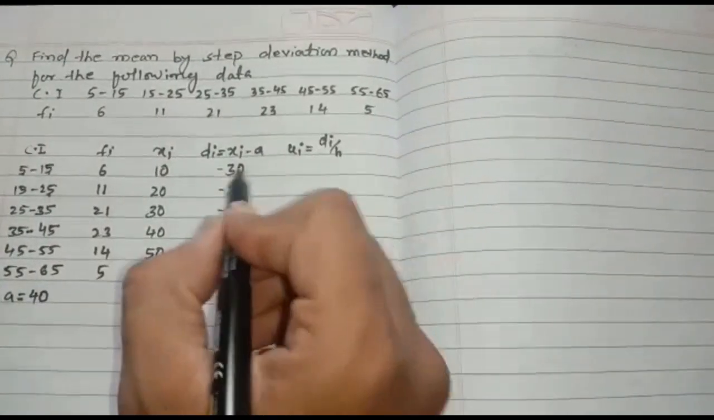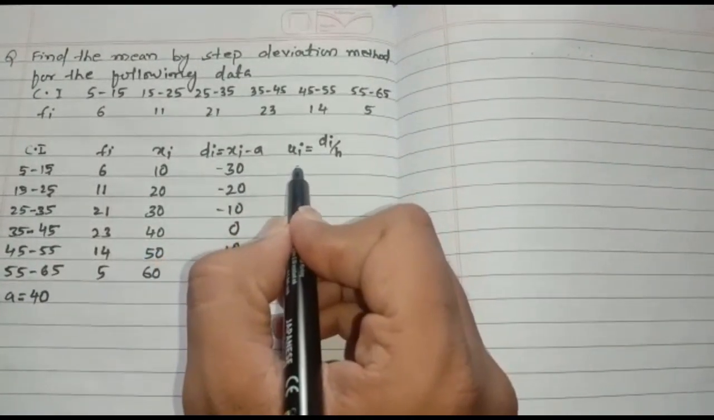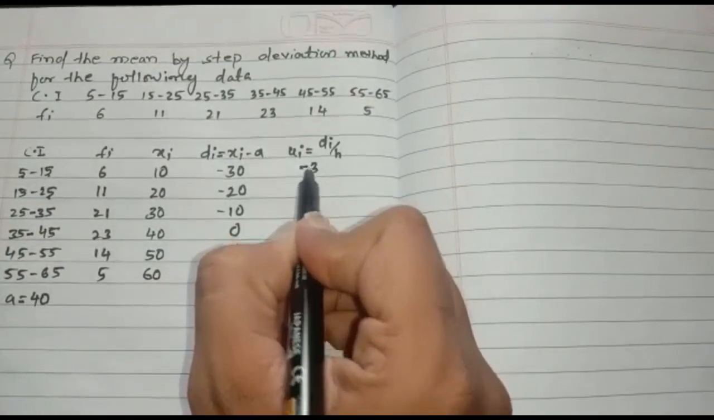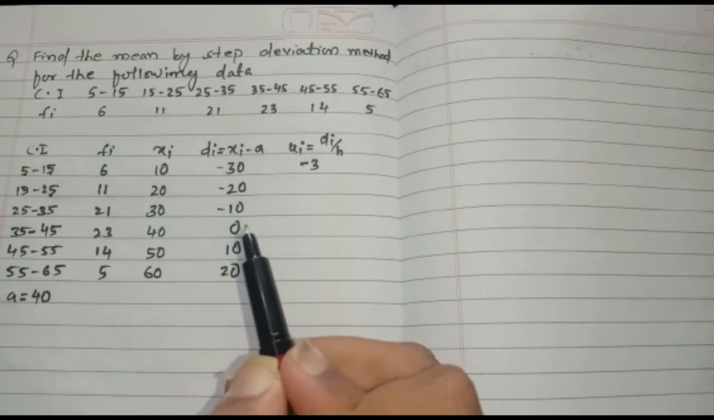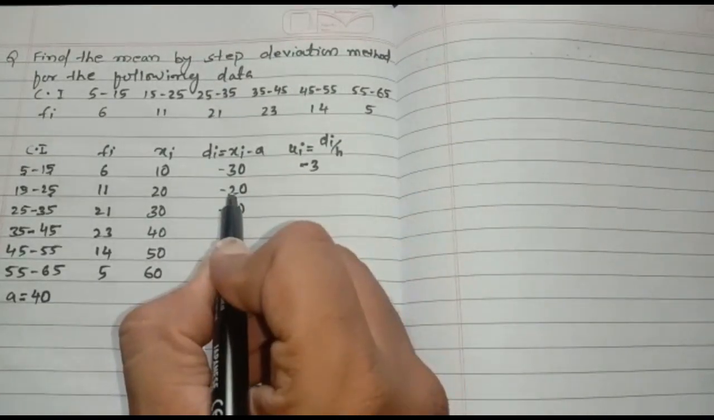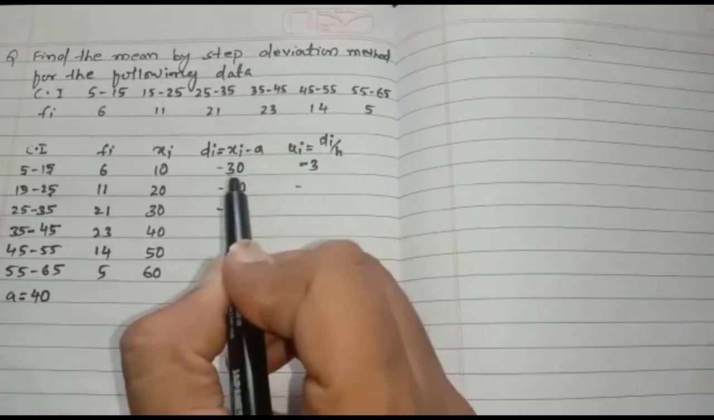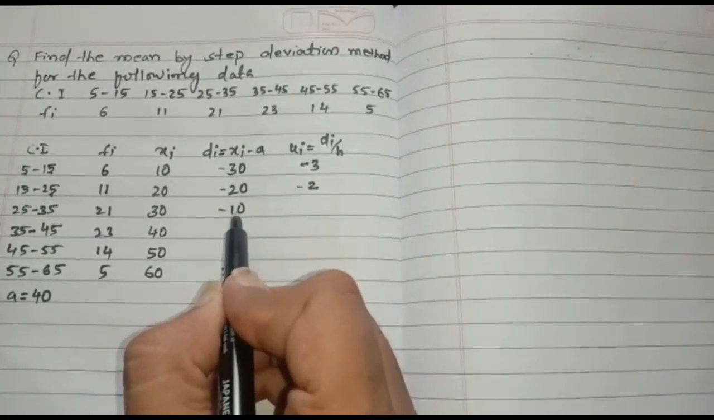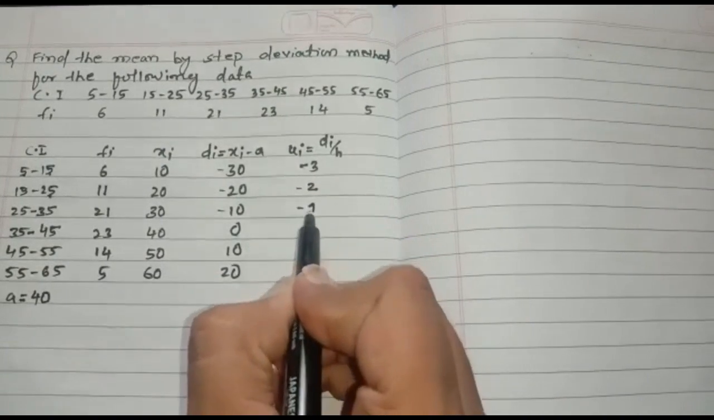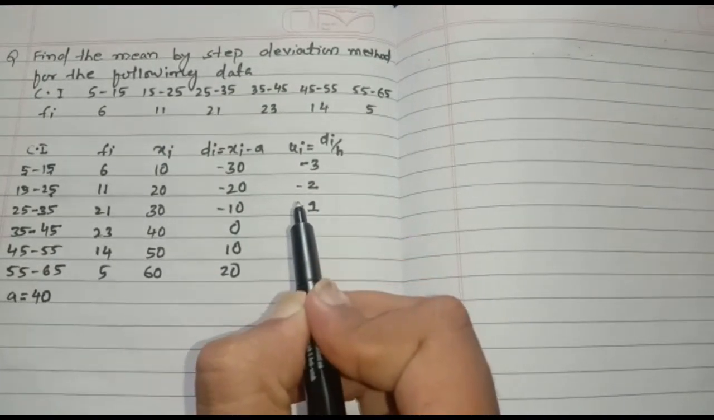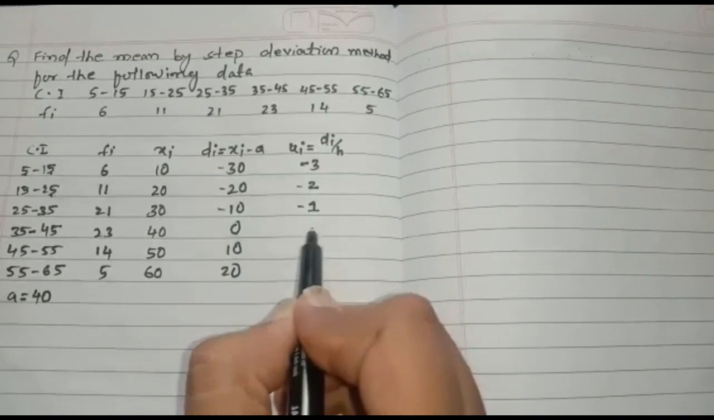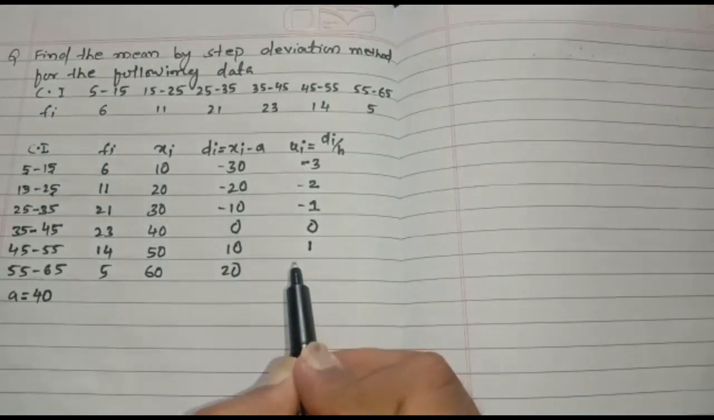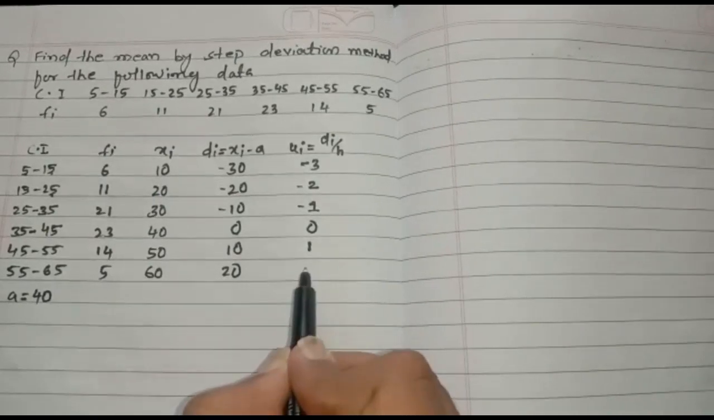Now minus 30 divided by 10 will give you minus 3. Then minus 20 by 10 will give you minus 2. Minus 10 divided by 10 is minus 1, and 0 by 10 is 0. 10 by 10 is 1. 20 by 10 is 2.